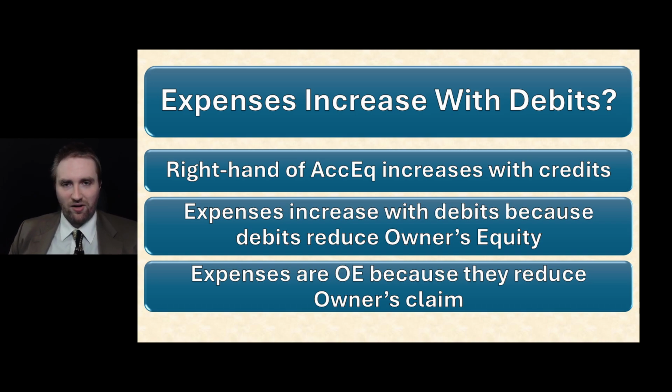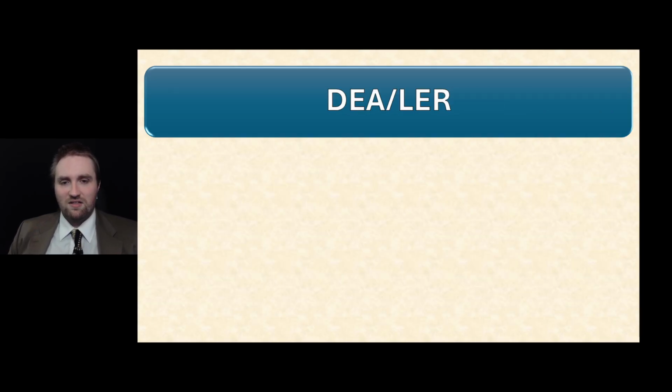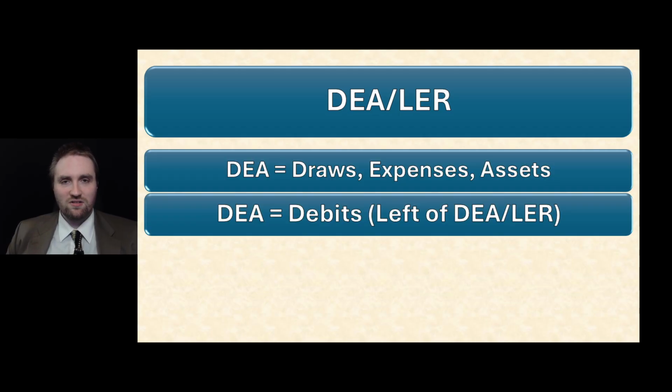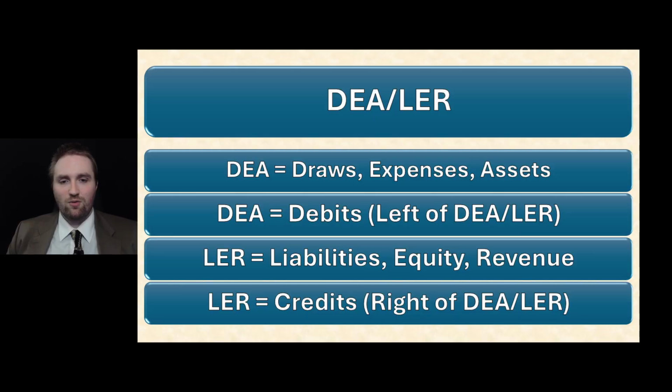Another way to remember which of those categories are debits and which of those categories are credits is the acronym DEALER, spelled D-E-A-L-E-R. The DEA is on the left-hand side of dealer and stands for draws, expenses, and assets, the 3 debit accounts. The LER is on the right-hand side of the word dealer and stands for liabilities, equity, and revenue, the 3 credit accounts.